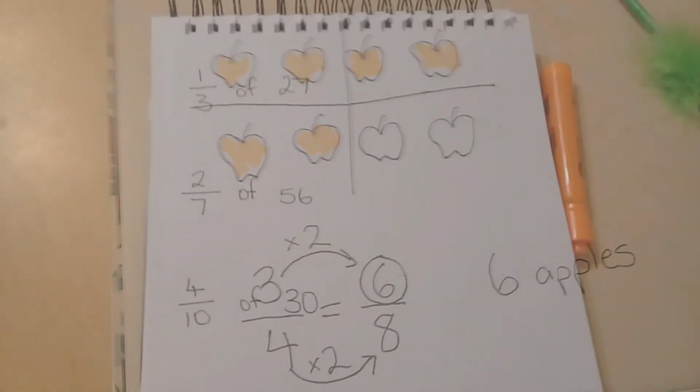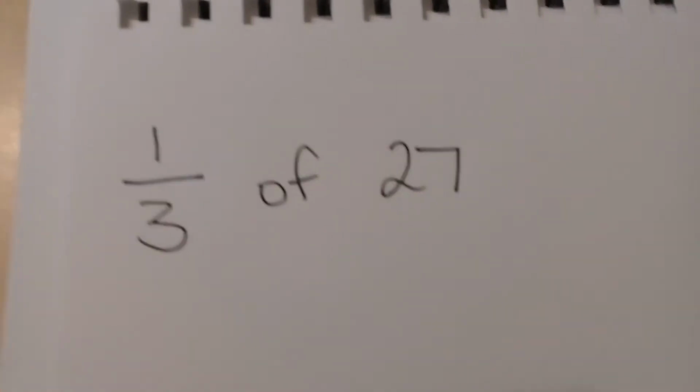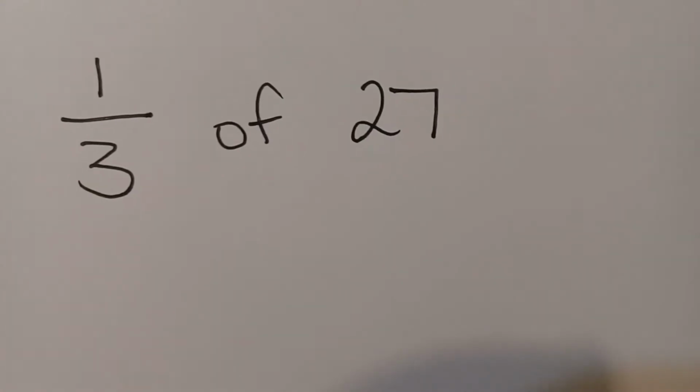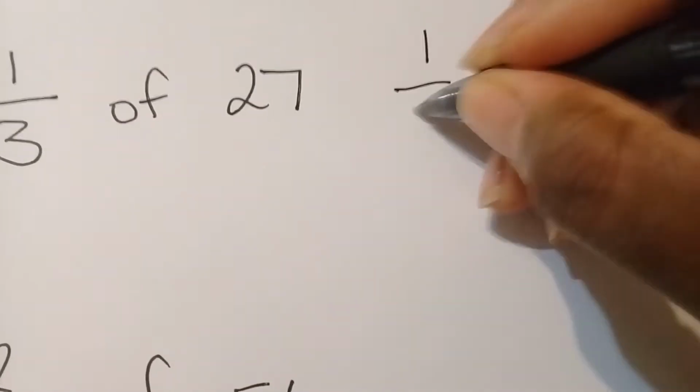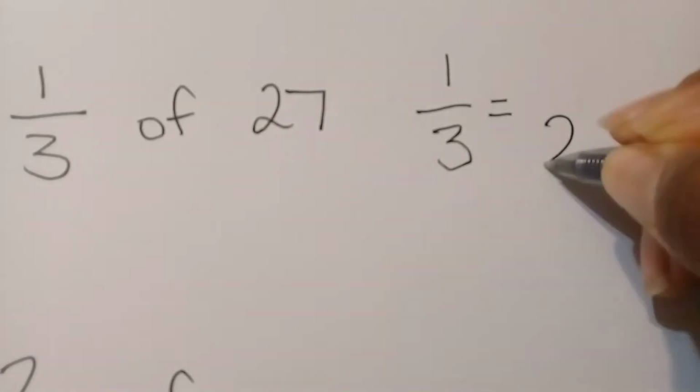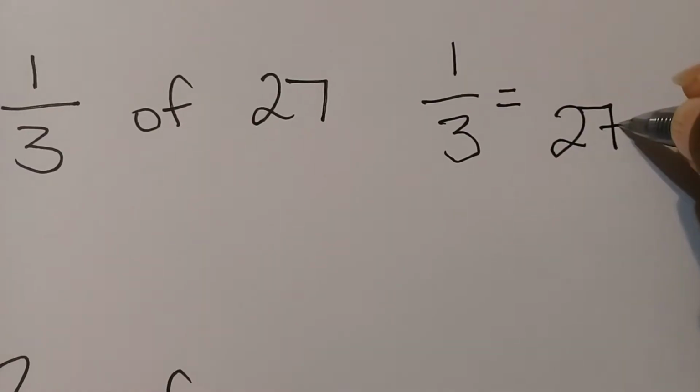Well, let's consider a few more examples. I'm going to zoom in on the first one. If I had to find 1/3 of 27, I could draw 27 dots, or I could make my life a whole lot easier and do this instead. I'll say, okay, I'm looking for 1/3, but instead of my denominator being 3, I want my denominator to be 27 because I have 27 pieces.